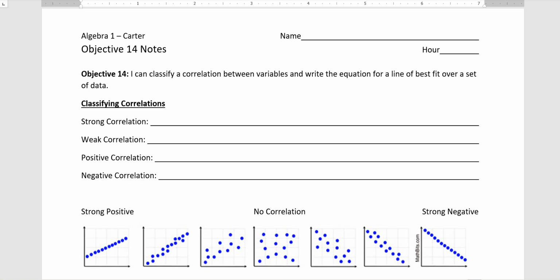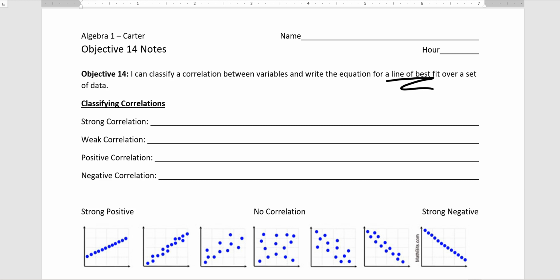And welcome to our Objective 14 notes. Objective 14 says I can classify a correlation between variables and write the equation for a line of best fit over a set of data. We have been doing this a lot. We've already had a lot of experience with the line of best fit. We've done multiple activities in class. Today, we're just going to hit some points home, make sure we're solid and ready for our assessment later this week.